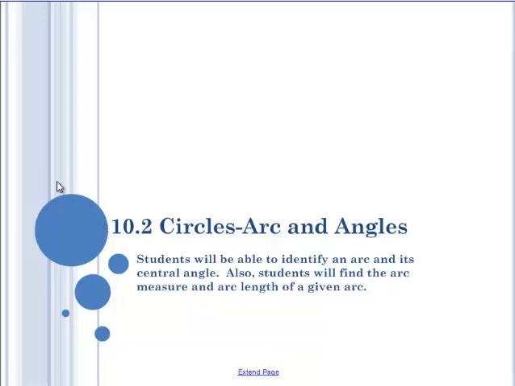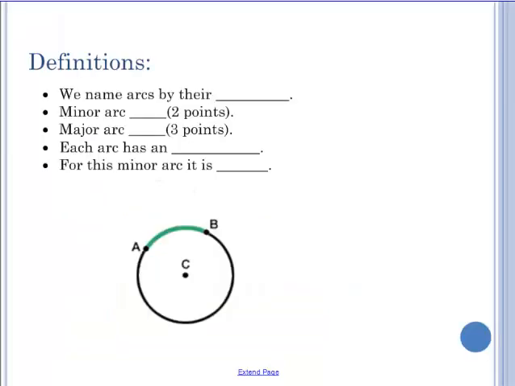So 10.2 is going to take what we did with circumference and start applying it to arcs and angles. Arcs are on the outside of the circle, and we name arcs by their endpoints. A minor arc is an arc that's small, less than 180 degrees. We name arcs by their endpoints, so that's arc AB. For lines, we put a straight line above. For arcs, we're going to put a curve above.